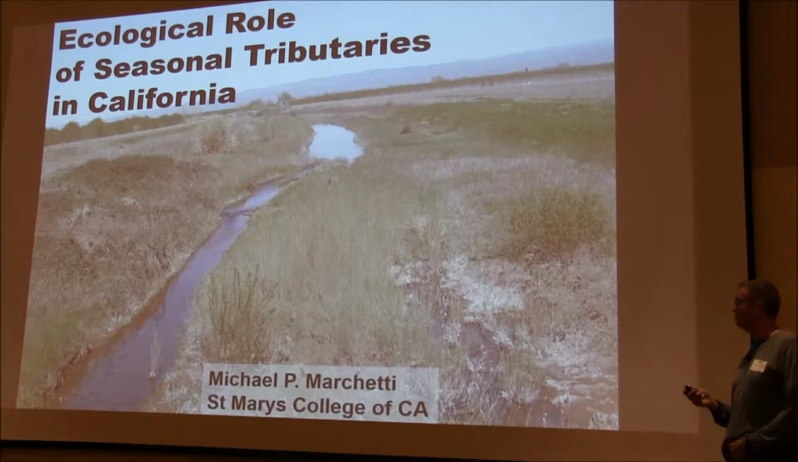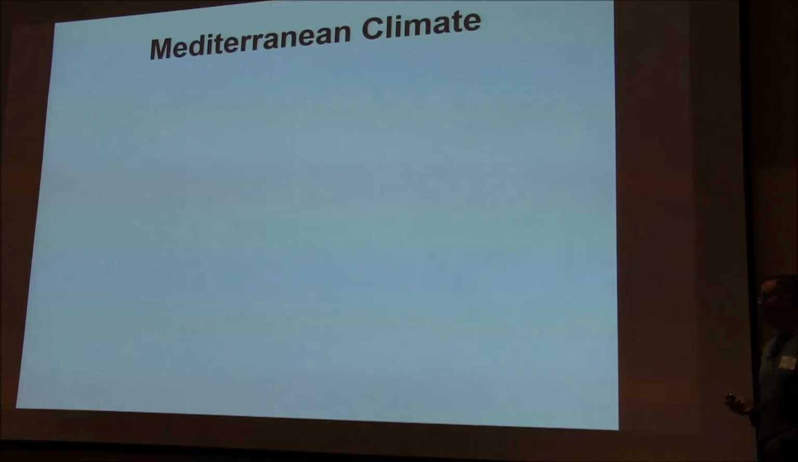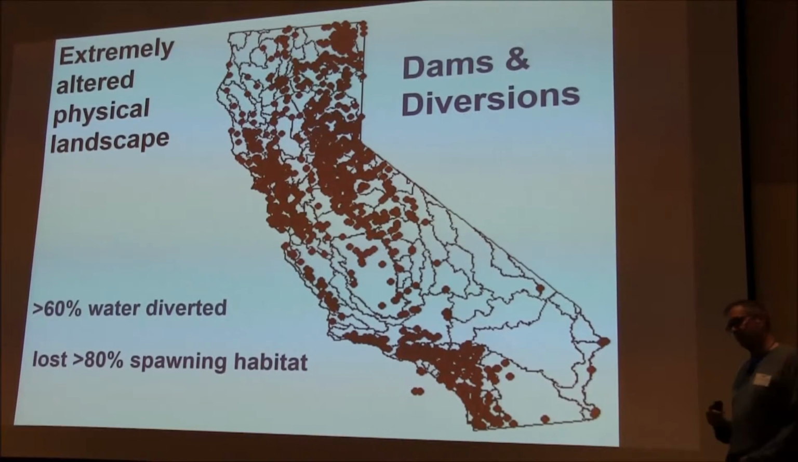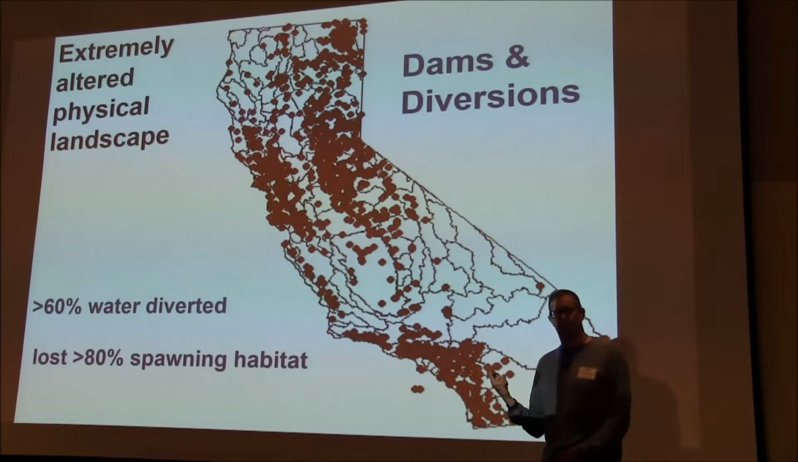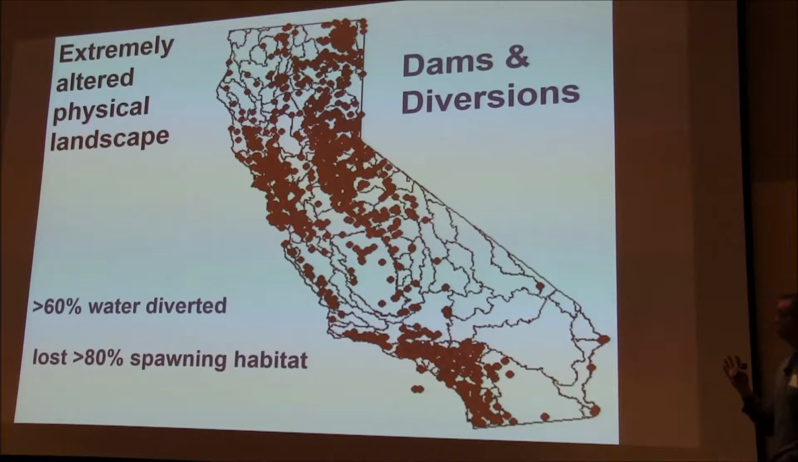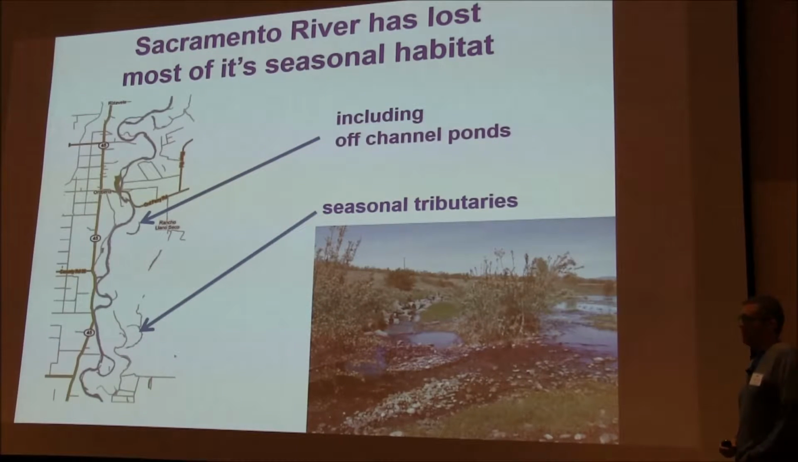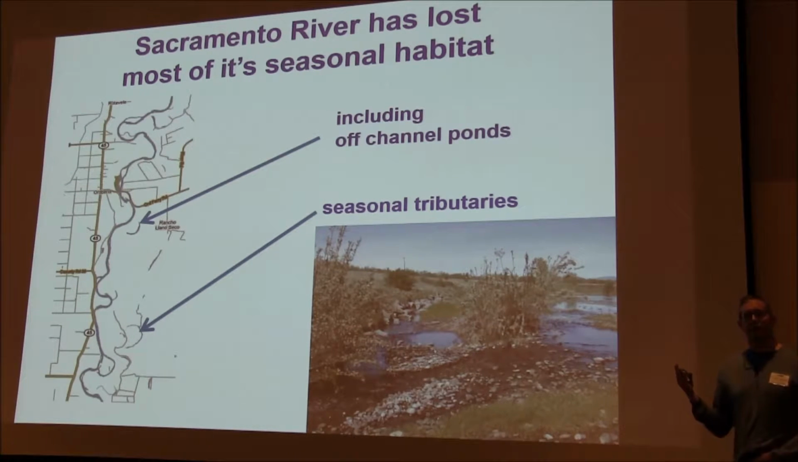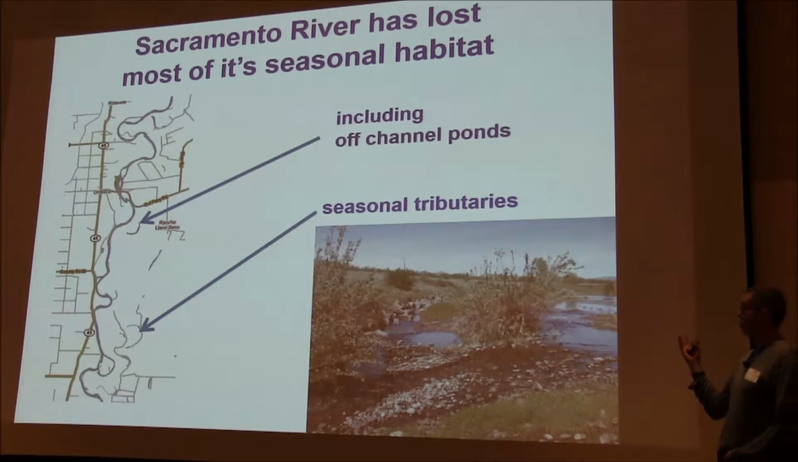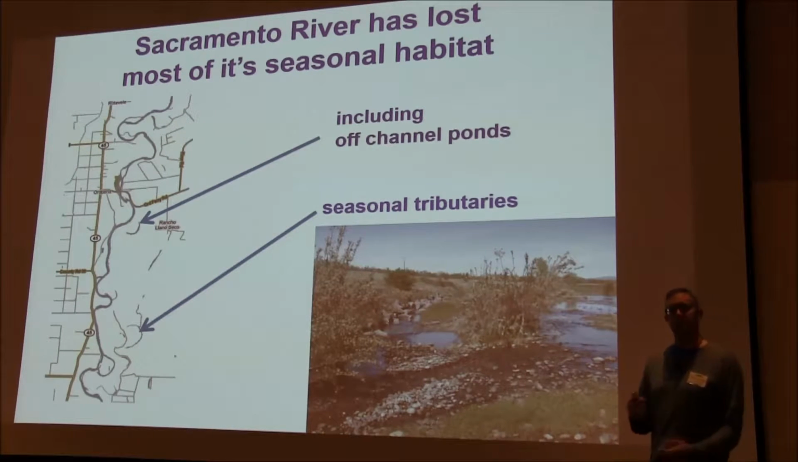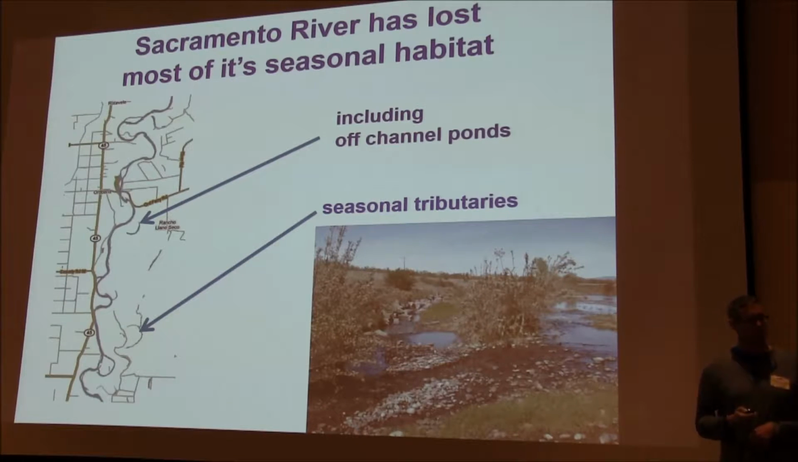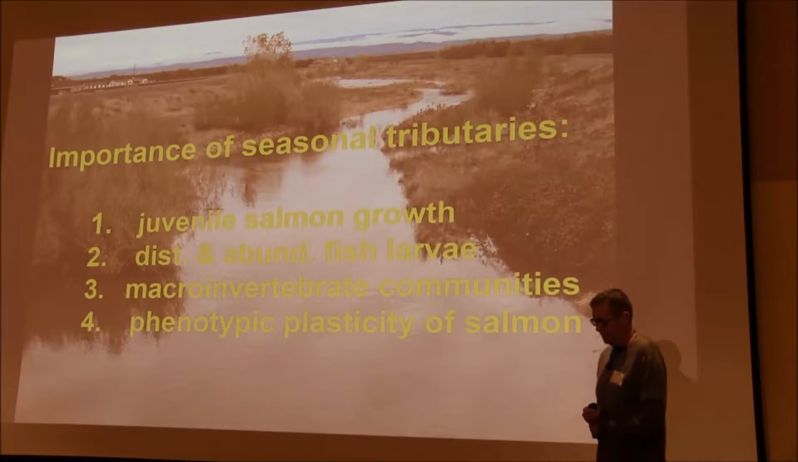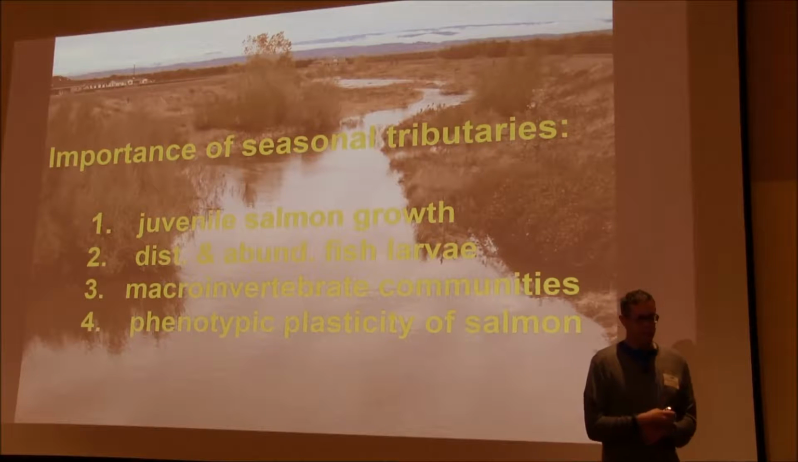the Sacramento Valley. We live in a Mediterranean climate, right? So we have wet, cold winters and dry, hot summers. We all know that. And we all know that it's an extremely altered landscape that we live in, right? With all these dams and water diversions and all kinds of stuff. And as a result, the Sacramento River itself has lost enormous amounts of habitat. And this includes what we're calling at least off-channel ponds and these seasonal tributaries that flow only partially during the year. And so I want to show you work that my lab did in the past covering these 4 areas.